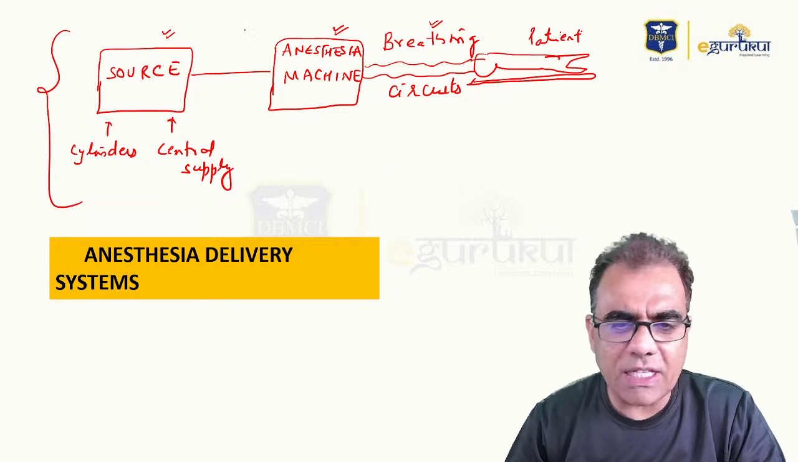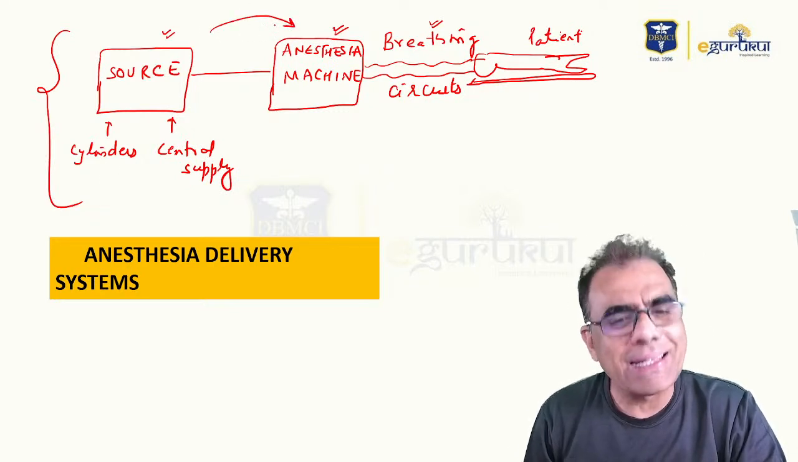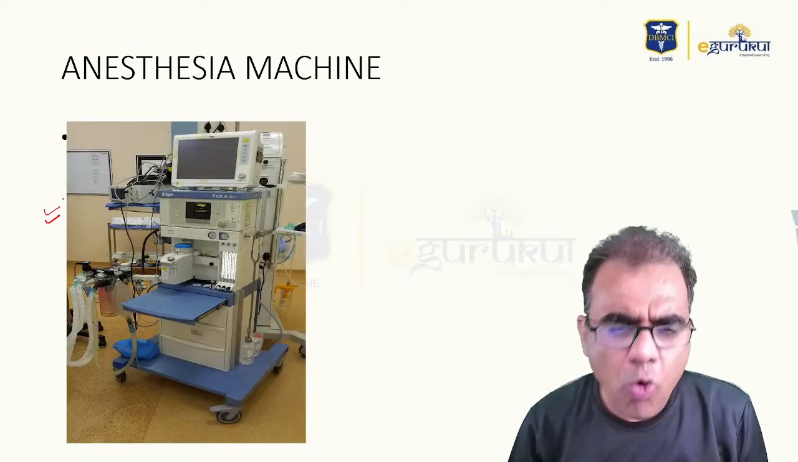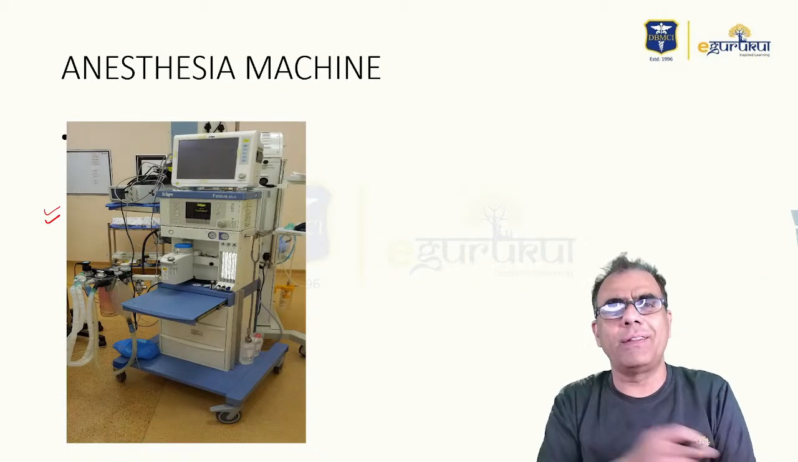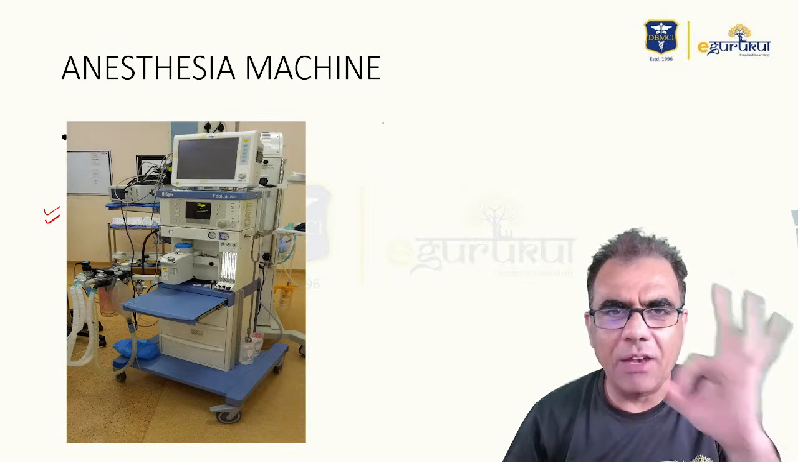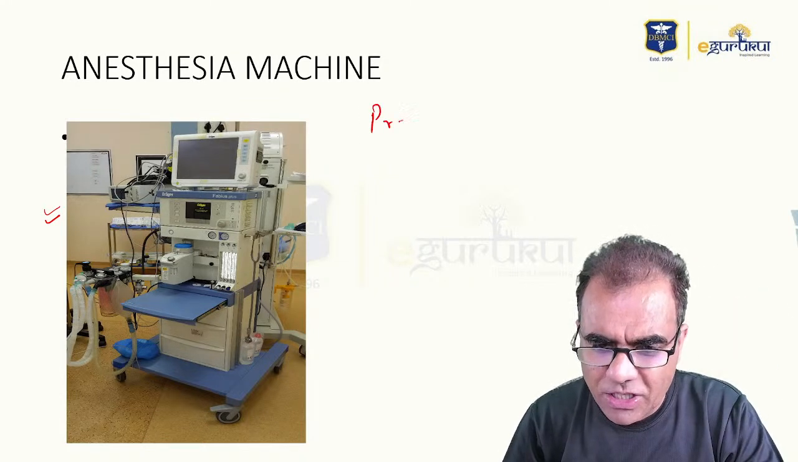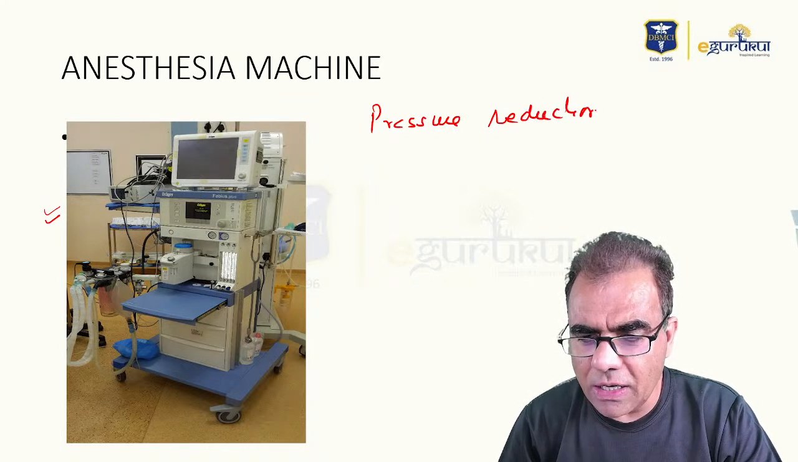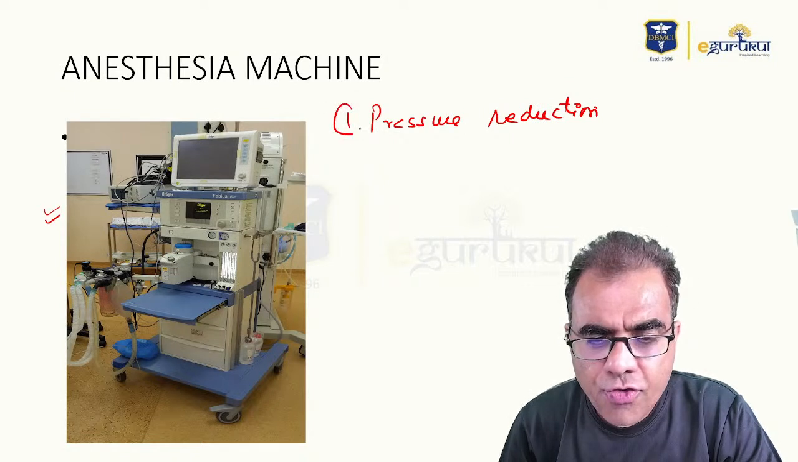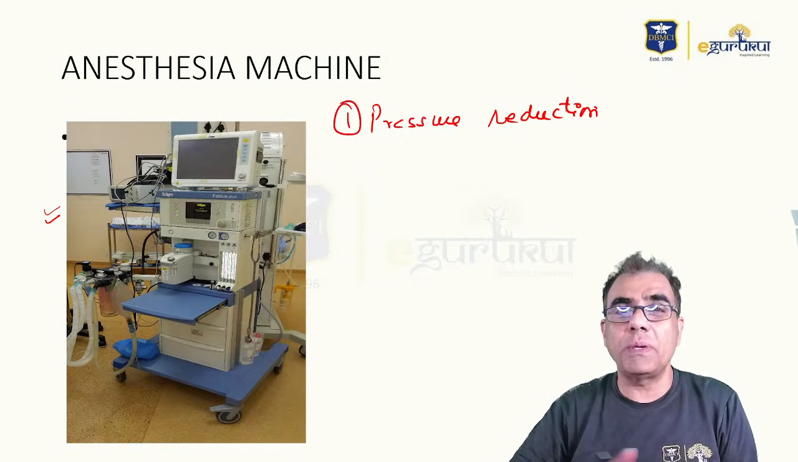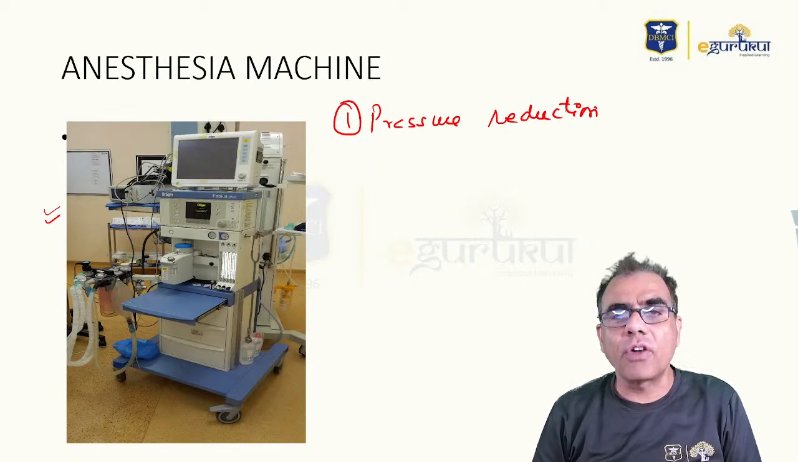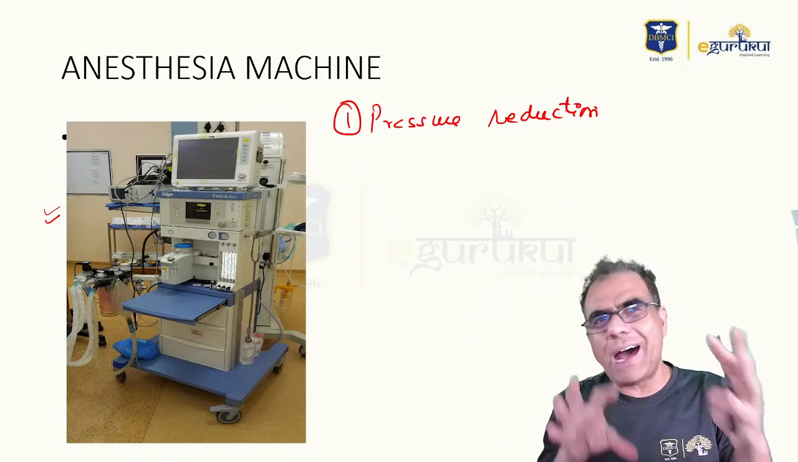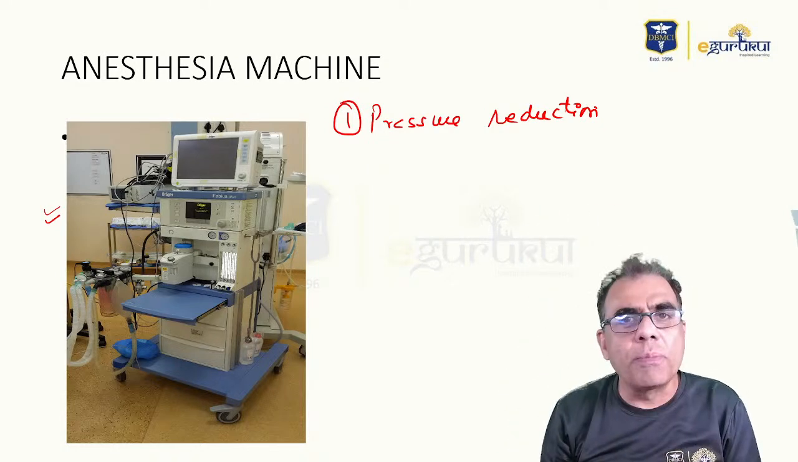So from the sources of the gases, obviously gases are being delivered to the anesthesia machine. Now basically in anesthesia machine, this is anesthesia machine, we will not go in details. Two most important things which happen in anesthesia machine are, in fact, three things I will say. One is the pressure reduction. Oxygen cylinder has a pressure of 2000 psi. Can you imagine 2000 psi can blast anything? Forget about patient. So obviously pressure has to be significantly reduced. So there are systems in the anesthesia machine which will reduce the pressure.